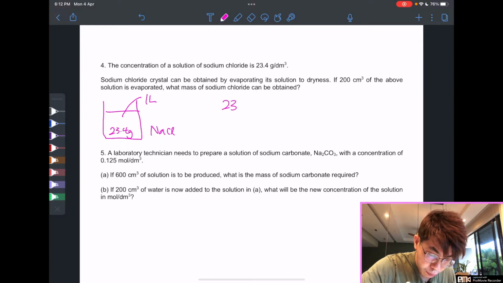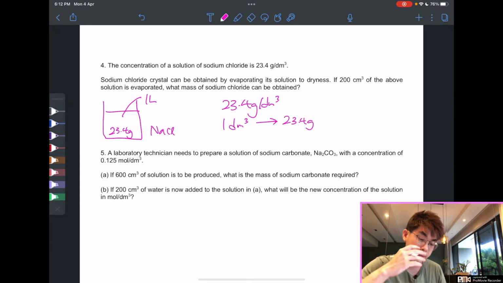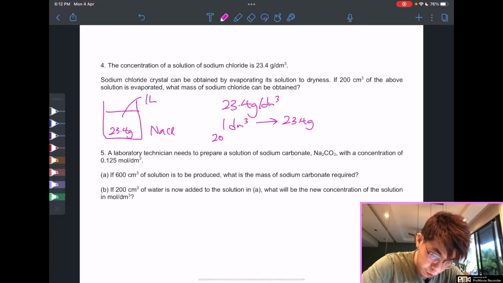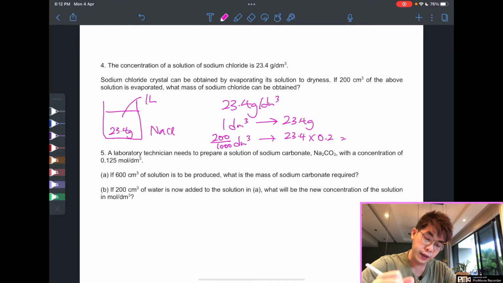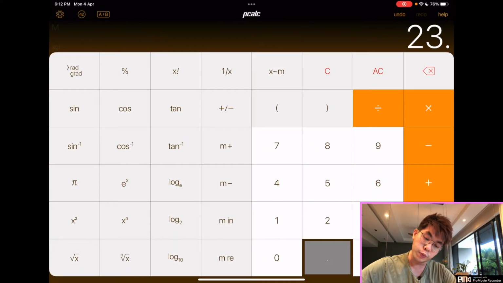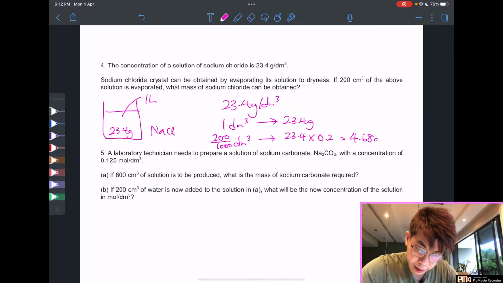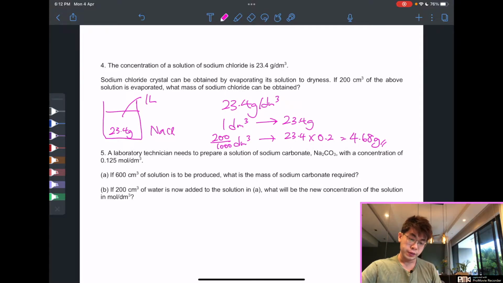So 23.4 grams per dm cube just means 1 dm cube has 23.4 grams. Now, if I have 200 cm cube, 200 cm cube is 200 divided by 1000 dm cube, I would have 23.4 times 0.2. Let's not do some mental sums today, 23.4 times 0.2, that would be 4.68. 4.68 grams, because I'm only going to take 200 cm cube out of it. Okay, so let's look at the next one.